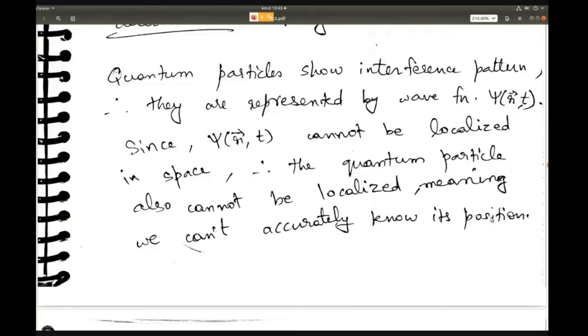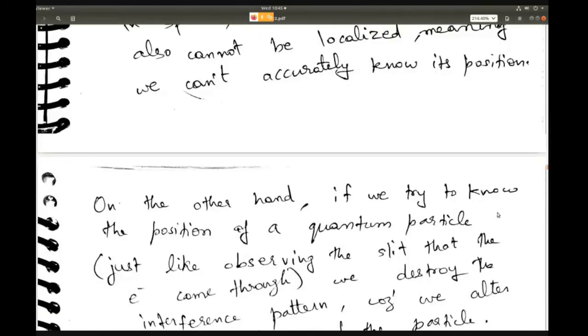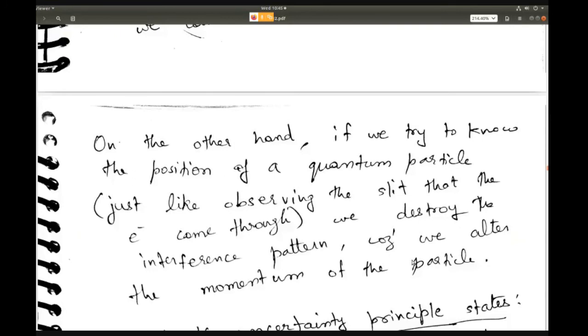On the other hand, if we try to know its position exactly, like how we watched which slit the electron is coming through, that means we are trying to see what the position of the electron is. So when we watch the position of the electron, we destroy the interference pattern. And why that happened was because we altered the momentum of the particle just by the mere act of watching it.